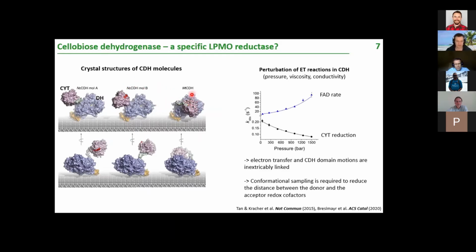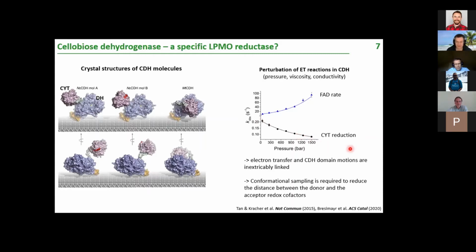In follow-up studies, we also tried to have a look at these electron transfer reactions in CDH. Just to give you a brief example, we applied perturbation methods in which we reacted the enzyme under different conditions, that is increased pressure, increased viscosity, varying conductivity. Shown here, just as an example, is what happens to these electron transfer reactions when we apply a higher pressure. If we go up in the pressure, we see that the FAD rate goes up. This is frequently observed for many oxidoreductases, but surprisingly, the cytochrome reduction goes down.